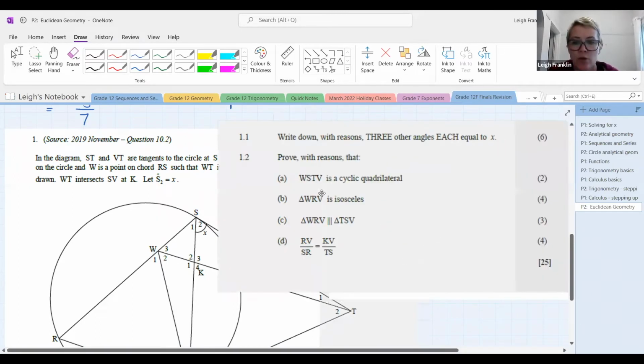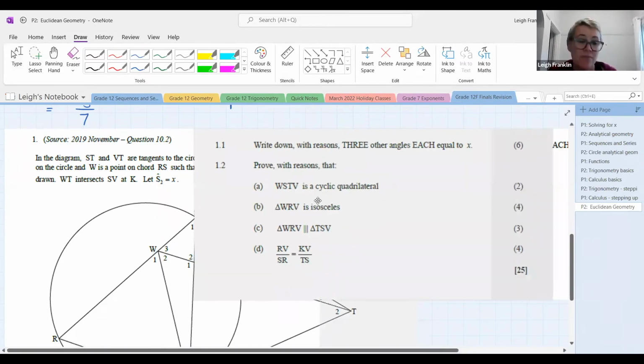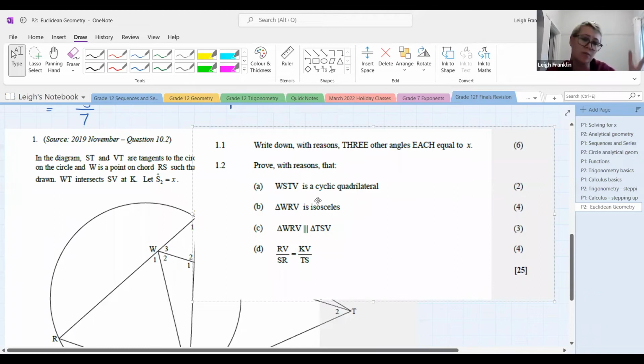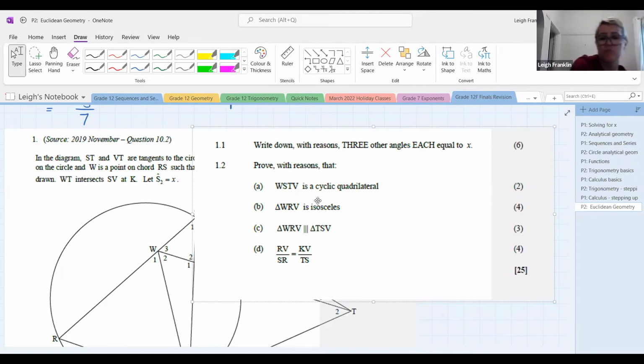Okay, so you can see here, this was out of 25. That's a lot of marks. So 6 marks for 3 reasons. So there would be a mark for the angle that's equal to x and the reason why. So 1, 2, 3, 4, 5, 6: statement, reason, statement, reason, statement, reason. And then proving that WSTV is a cyclic quad, that's only out of 2. So that's not as difficult. Then we need to prove that a triangle is isosceles, that's out of 4. Then we need to prove that triangles are similar, that's out of 3.